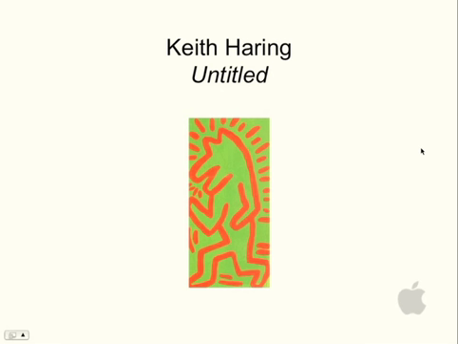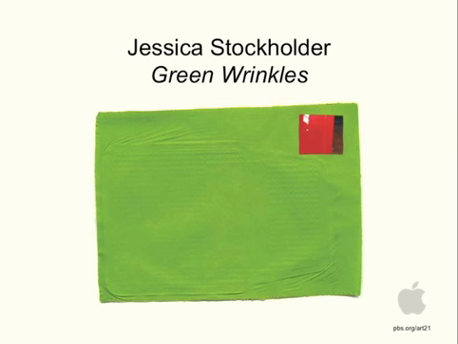So in Keith Haring's piece, Untitled, you've got these two complementary colors with this Day-Glo paint on wood, red and green. Jessica Stockholder from Art 21, in one of her pieces, Green Wrinkles, you also have an example of complementary color.